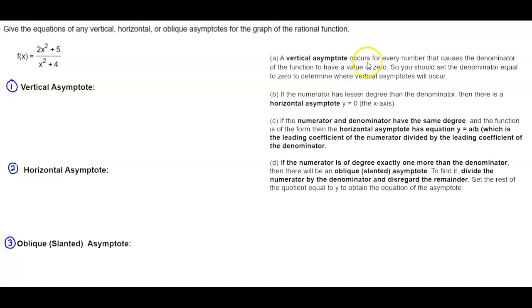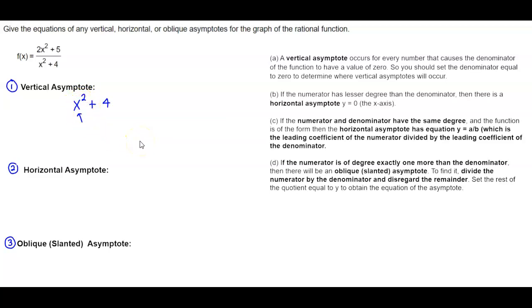Again, a vertical asymptote occurs for every number that causes the denominator of the function to have a value of 0. So you should set the denominator equal to 0 to determine where vertical asymptotes will occur. Here we have x squared plus 4. The question we need to ask ourselves is, are there any values for x that, when we plug it in, will make this negative? Well, it's not, because when you square it, it's always going to be a positive number.